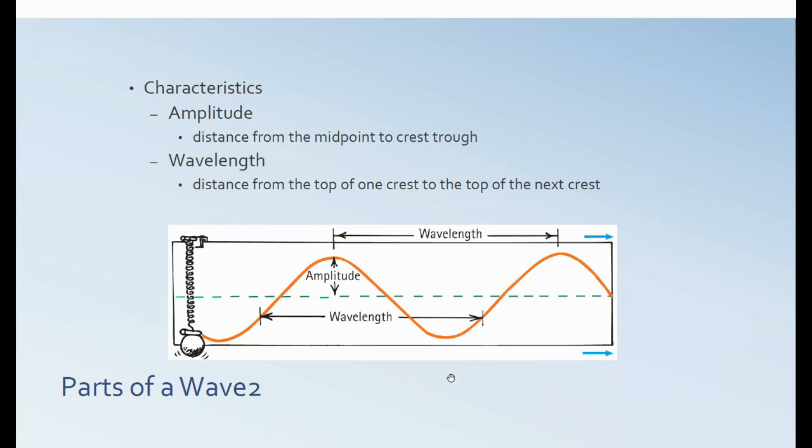Or we can pick a completely arbitrary point, like say right here on the upswing of this wave, and as long as we pick the same point on the upswing of the next wave, we get the same wavelength. And no matter where we measure the wavelength from on these waves, as long as we measure from the same point on two different waves, the wavelength is going to be the same.